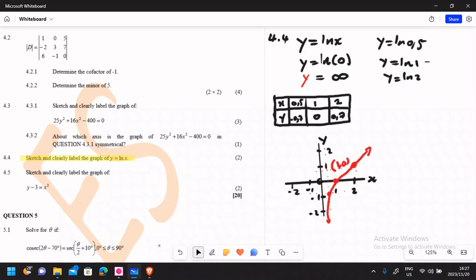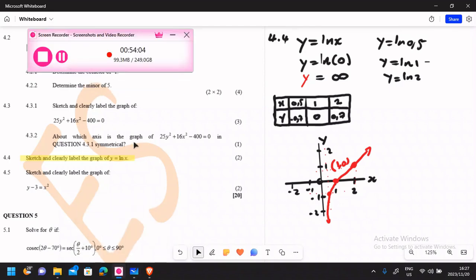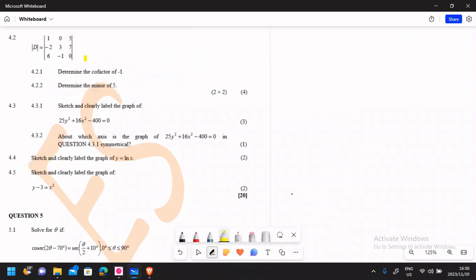All right, guys, now let's pause, and then we will do 4.5. Okay, guys, now let's do 4.5.